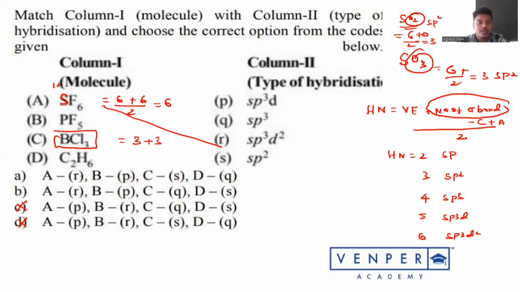The hybridization is sp2. Therefore, and for PC, what is the hybridization? It should be sp2. So C becomes what? Yes. So for C, what is the answer? Option A is correct for this question. Understand? Okay, and next question.